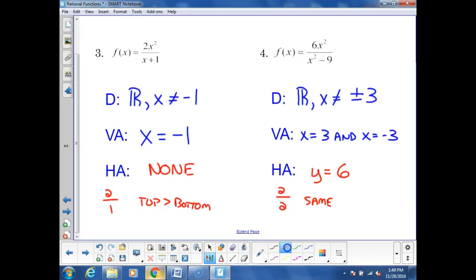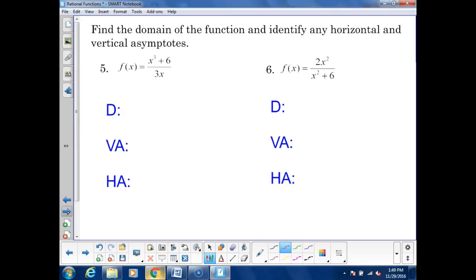Questions on those two? We take the lead coefficients of the top and the bottom, because the degrees are the same. So the lead coefficient on the top here is 6. Lead coefficient on the bottom is 1. 6 divided by 1 is 6. Or I would also accept y equals 6 over 1. I would not accept it if you just put 6 there. Got to be in line form. Try those two.